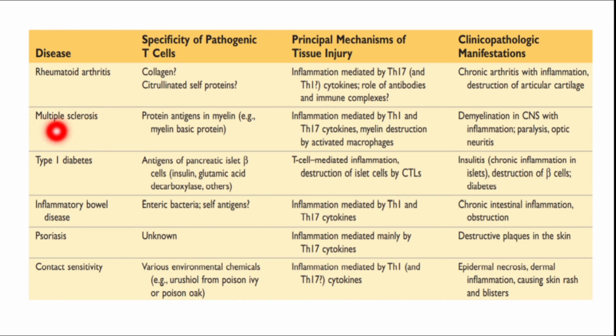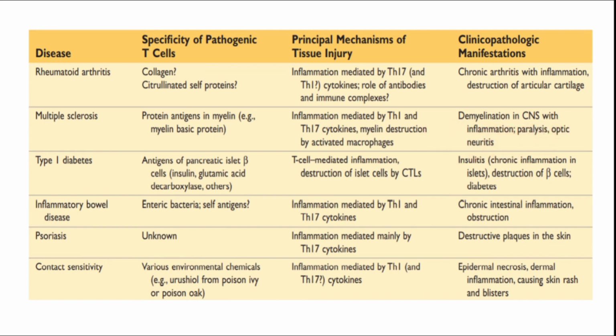Second example is multiple sclerosis, right? Here the antigen is protein in the myelin. The hypersensitivity will be against the protein antigen in the myelin, right? And so there will be demyelination of the central nervous system with inflammation, and the person can have paralysis or optic neuritis, right?